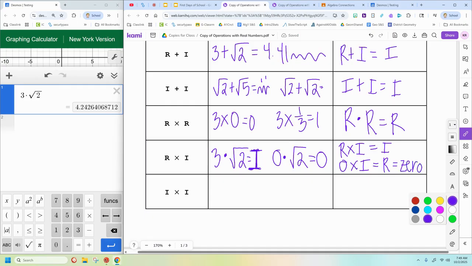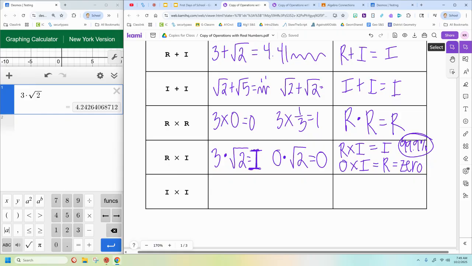So this is 99.9% of the time true. So we can't say always. We can say sometimes or almost always, but we can't use that always true idea. All right, so that's something different.